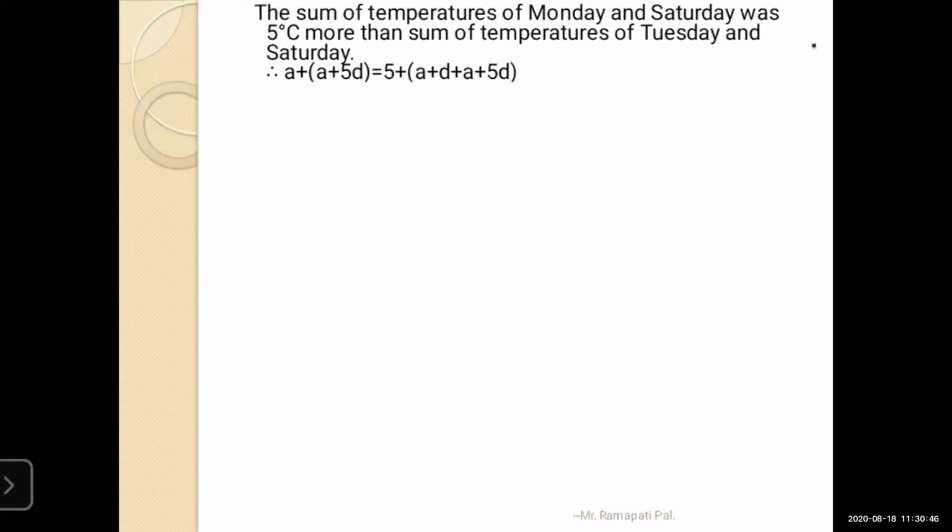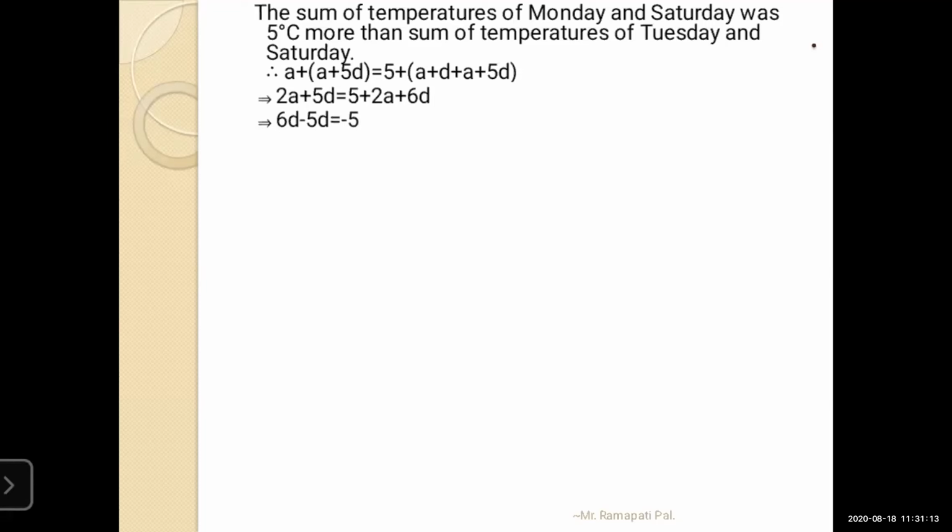Okay. Now as usual, 2A will be cancelled. Correct? Because 2A on the left side is also present, 2A on the right side is also present. So 2A will be cancelled. Is it clear? Now what will remain if 2A is cancelled? 6D minus 5D. 6 is present.